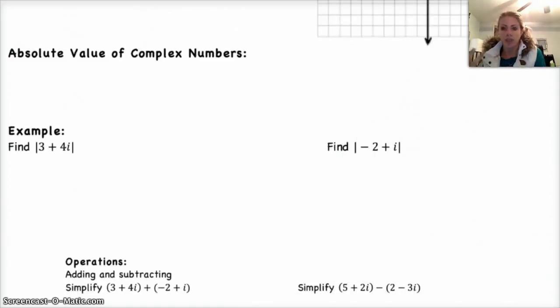All right, absolute value of complex numbers. So it means the same thing as the absolute value of a normal real number, except you just calculate it differently, right? So the absolute value of a real number is just the distance from 0. So it's the same thing for complex numbers as well. The distance from 0 is what the absolute value represents.